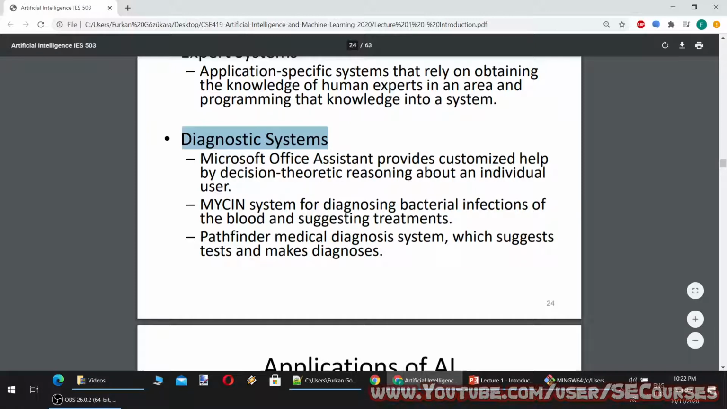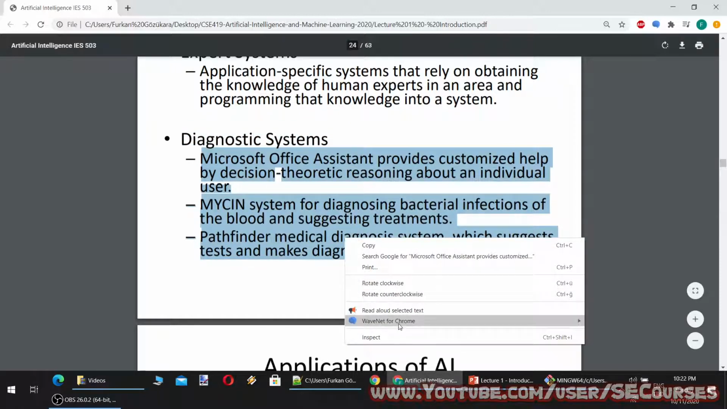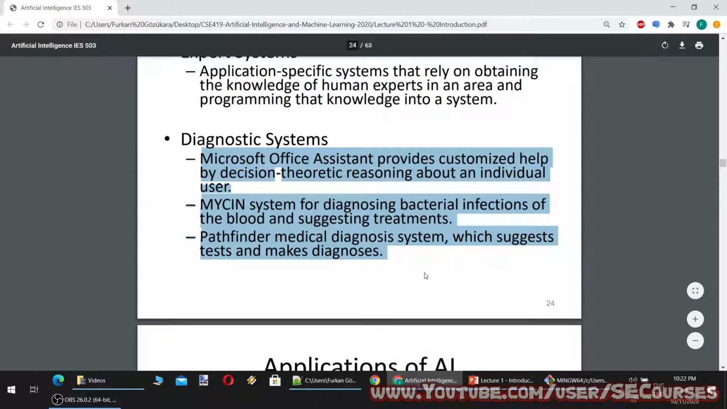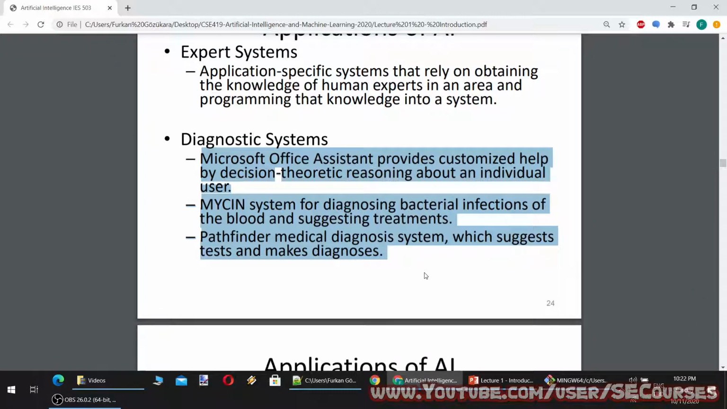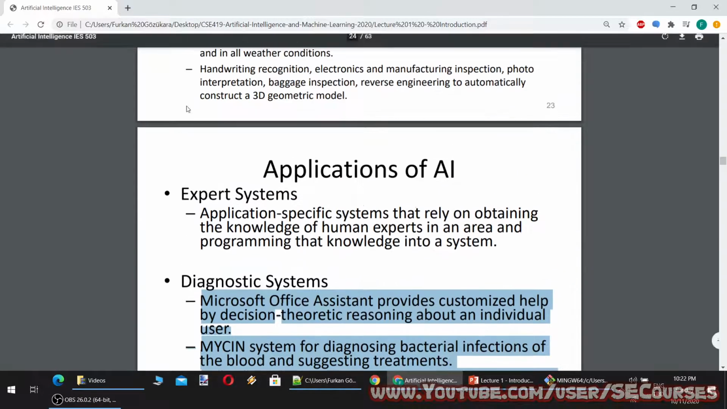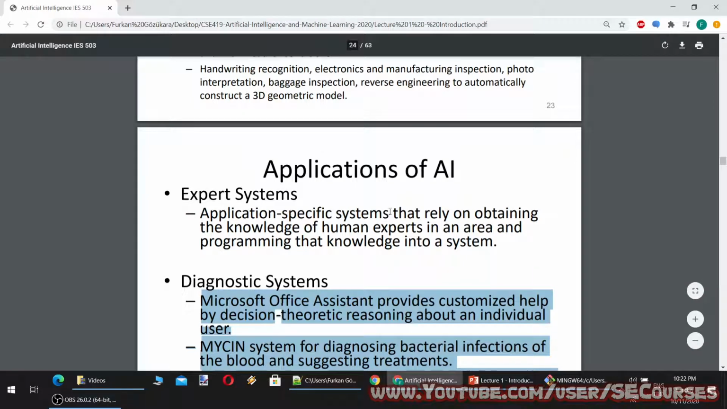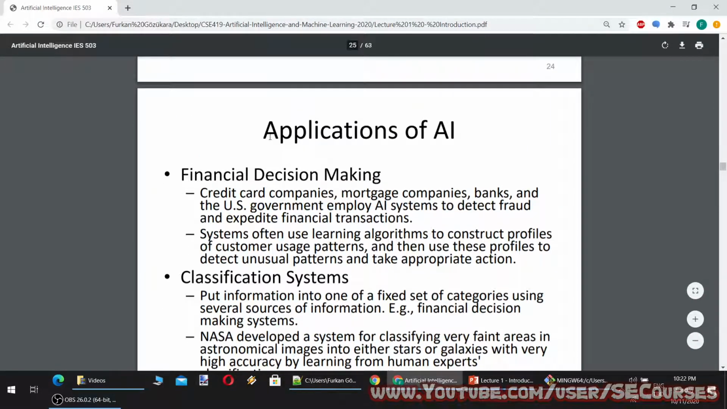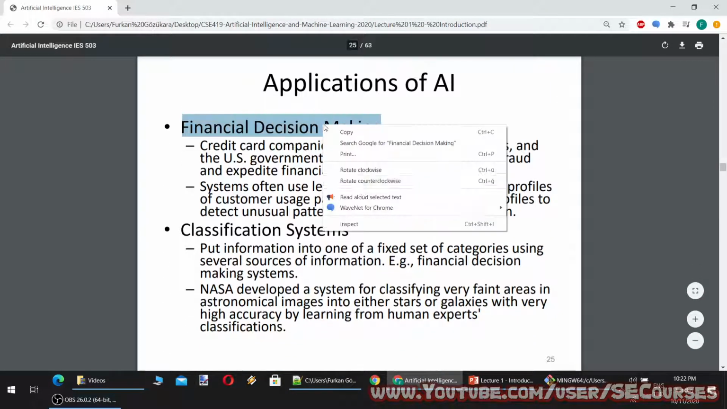Diagnostic systems. Microsoft Office Assistant provides customized help by decision theoretic reasoning about an individual user. Mycin, a system for diagnosing bacterial infections of the blood and suggesting treatments. Pathfinder, a medical diagnosis system, which suggests tests and makes diagnoses. Okay. So this is one area of AI, expert systems. Okay. Another area.